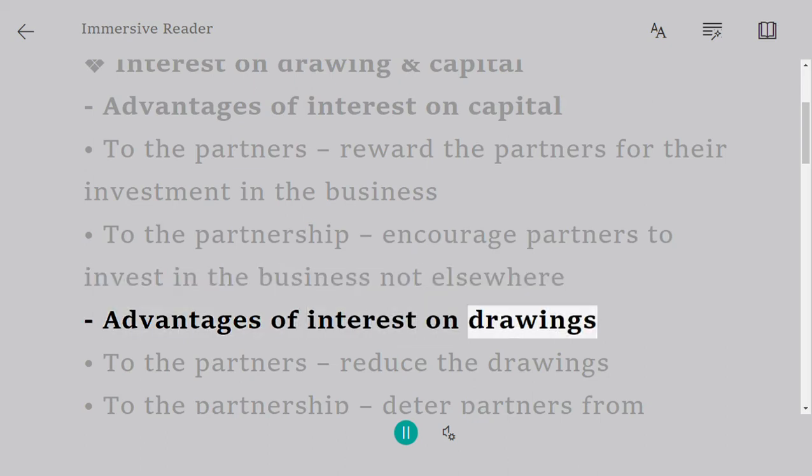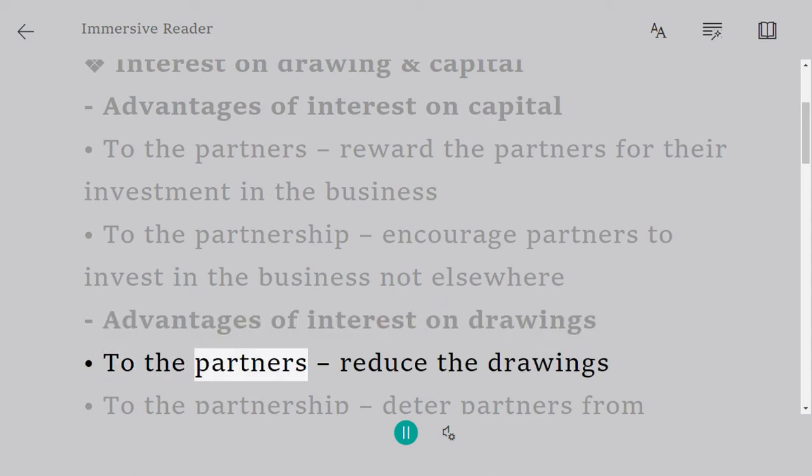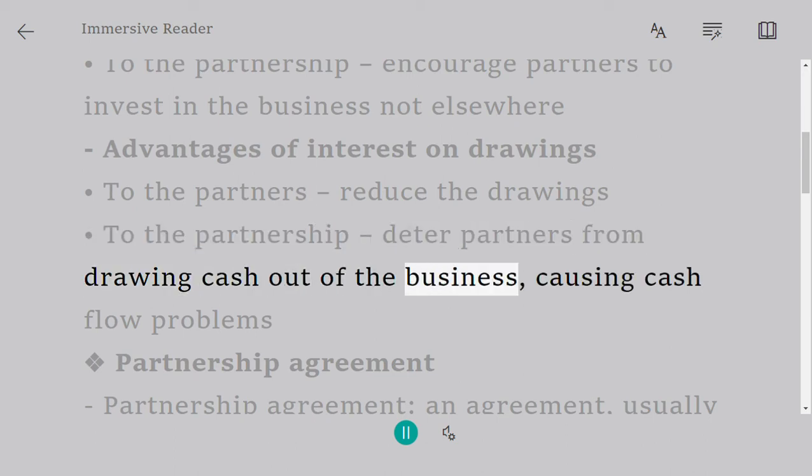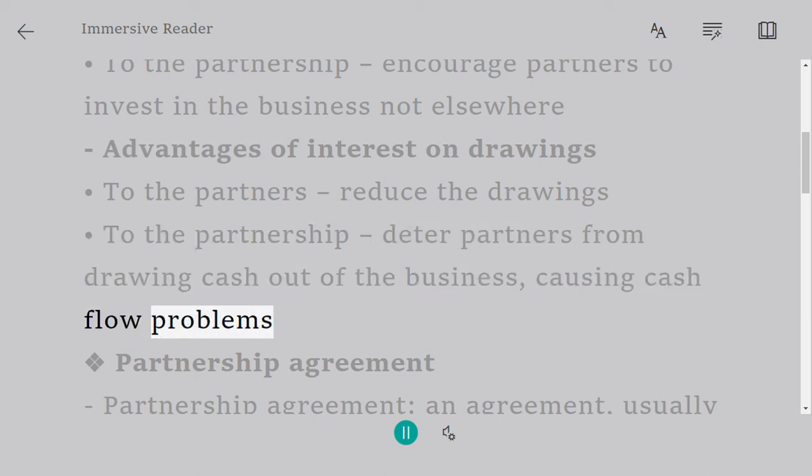Advantages of interest on drawings. To the partners: reduce the drawings. To the partnership: deter partners from drawing cash out of the business, causing cash flow problems.